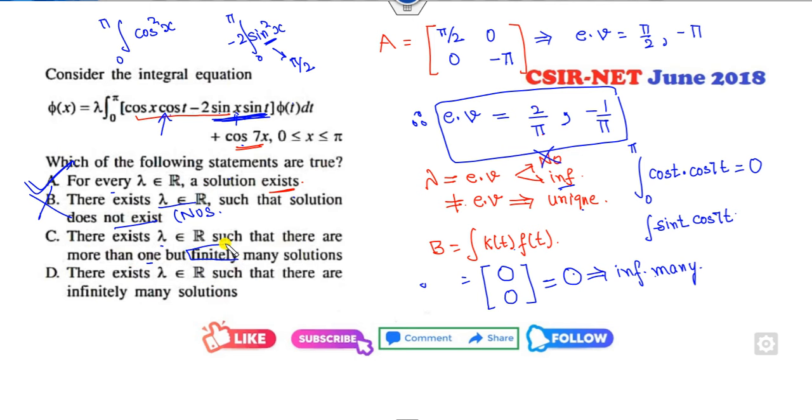There exists lambda such that there are more than one but finitely many solutions. Can you think about that? We will get infinitely many solutions, but more than one. There are the two cases.